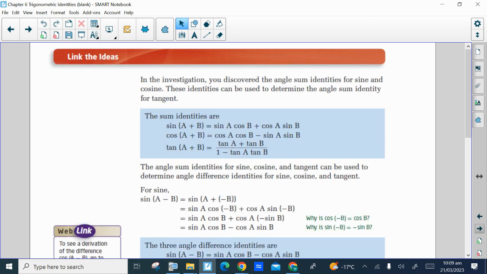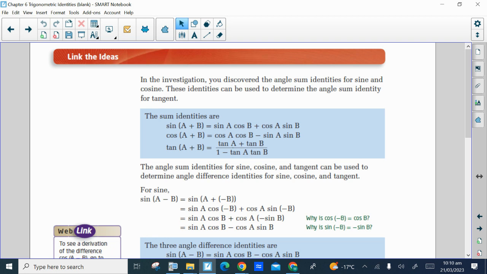So these are the sum identities, that the sine of a plus b equals the sine of a times the cosine of b plus the cosine of a times the sine of b. So whenever you have the sine of the sum of two angles, you must use this in order to find out what the value of that is. You've also got the sum identity for cosine and the sum identity for tangent. These are on the formula sheet, so you don't have to memorize them.